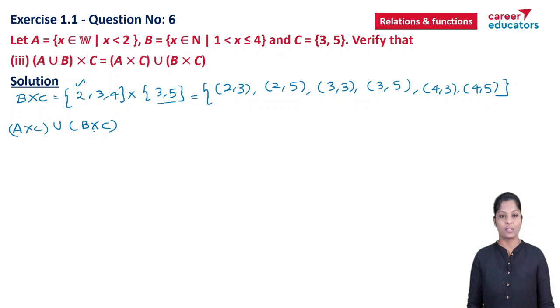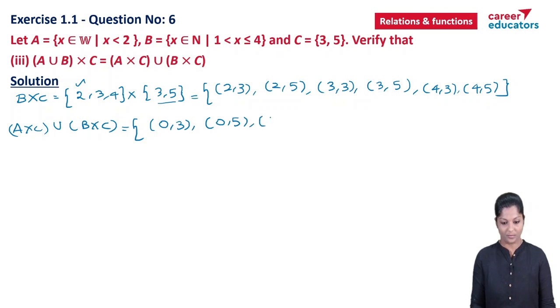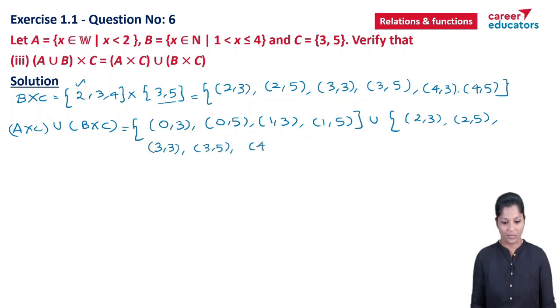To find A cross C union B cross C, we have to combine all the elements of A cross C and B cross C without repetition. Write all the elements of A cross C, 0, 3, 0, 5, 1, 3 and 1, 5. Union, write all the elements of B cross C, 2, 3, 2, 5, 3, 3, 3, 5, 4, 3 and 4, 5.